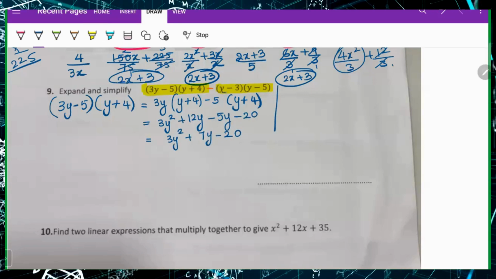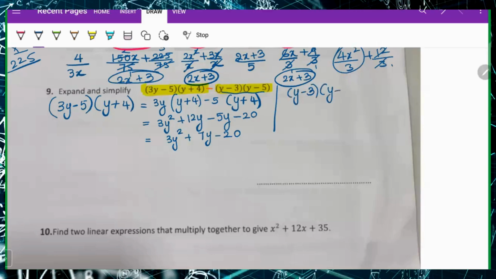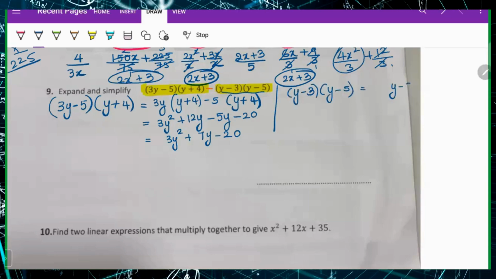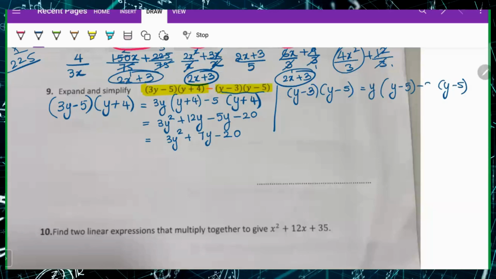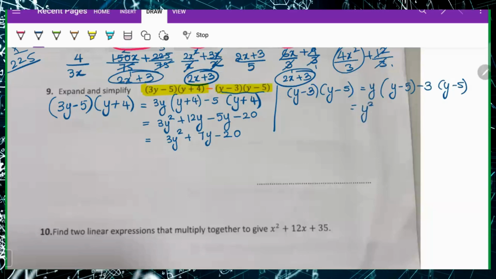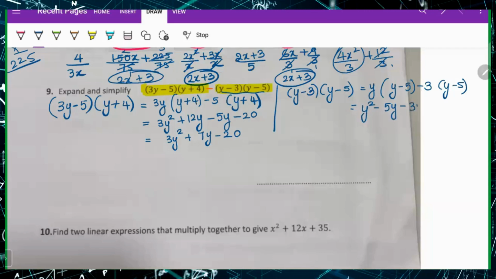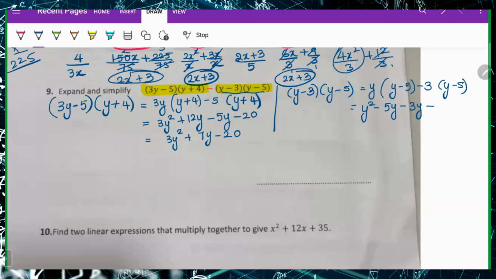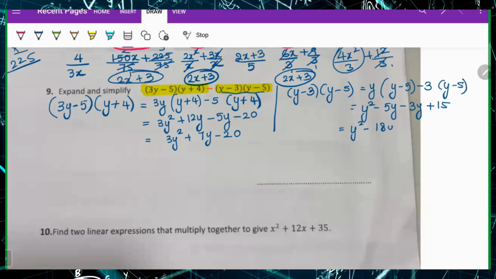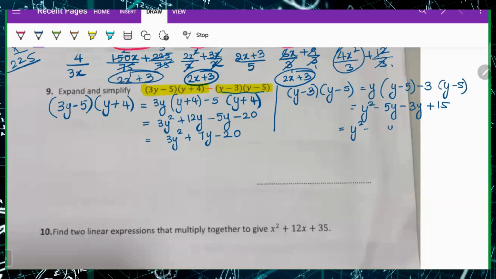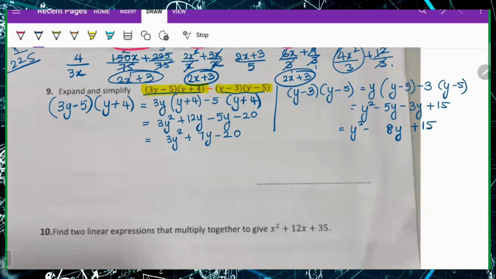Now let's proceed to the next part. You have y minus 3 and y minus 5. Again, you will write the second bracket twice. Here you have a y and here you have a minus 3. Now y into y, y square, y into minus 5, minus 5y, minus 3 into y, minus 3y, minus 3 into minus 5, minus 15. Then you have y square minus 8y plus 15. Now we found the answer to this part and this part.